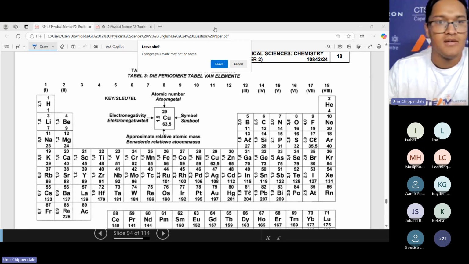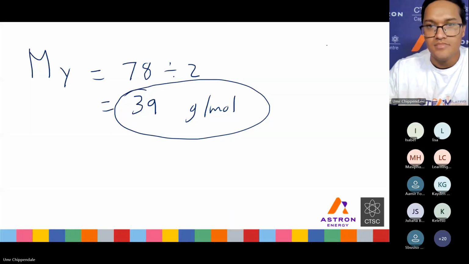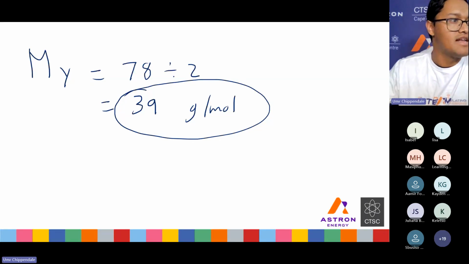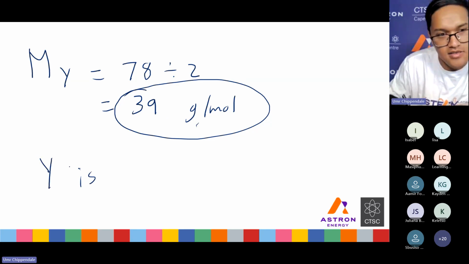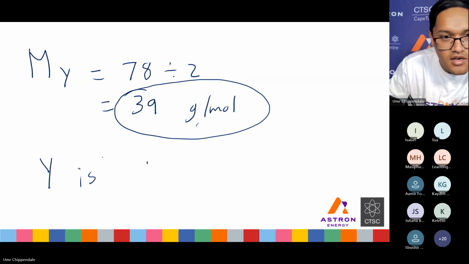So if we now go back, and we go share once again, so now everyone should be able to see this once again. And here you see where it is 39. So therefore, our answer is actually going to be potassium. I just need to have this open on the side as well, just in case you guys have any questions. So let's write further. So therefore, we say that Y is potassium.